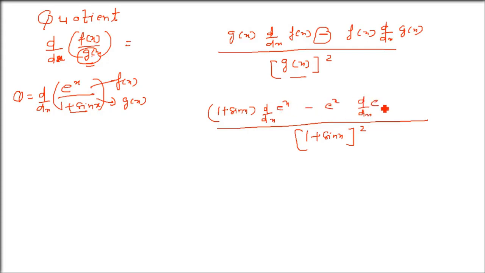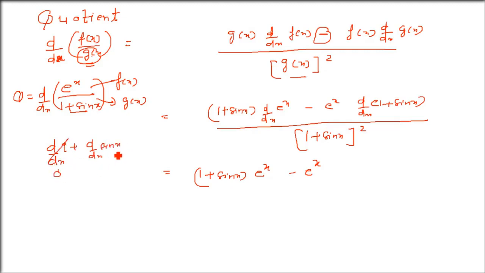Since we have done this already, take e^x outside, and now 1 plus sin x has to be differentiated. So take 1 plus sin x and d/dx of e^x, which is e^x only. So just write e^x minus e^x and d/dx of 1 plus sin x. How to do this? d/dx of 1 plus d/dx of sin x. d/dx of a constant is 0 and d/dx of sin x is cos x. So just cos x.